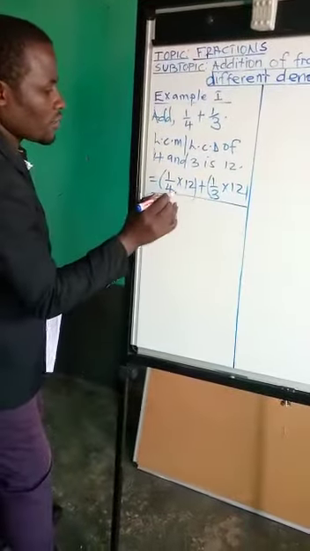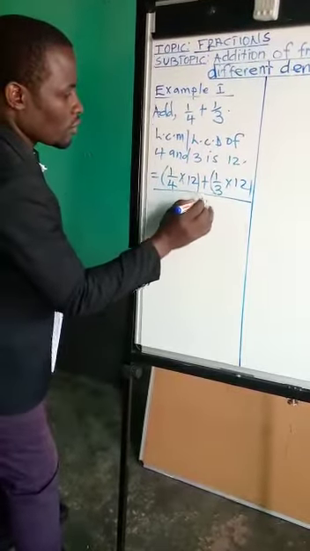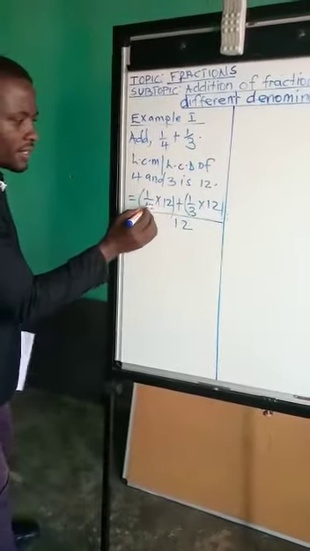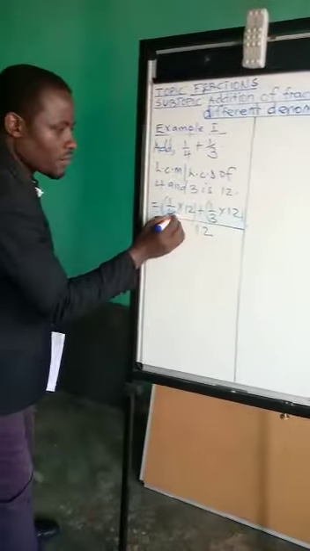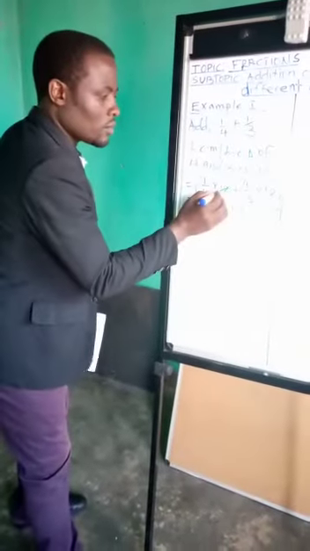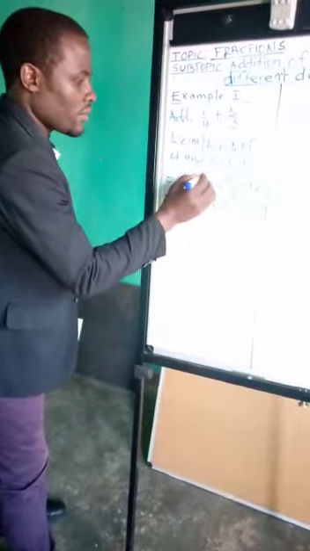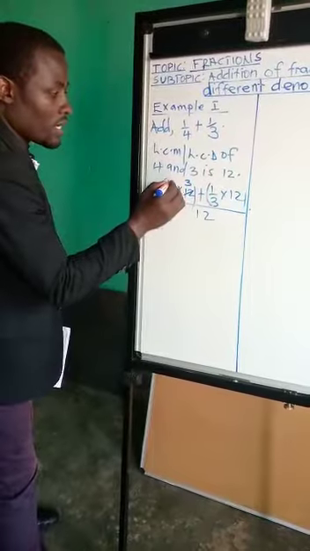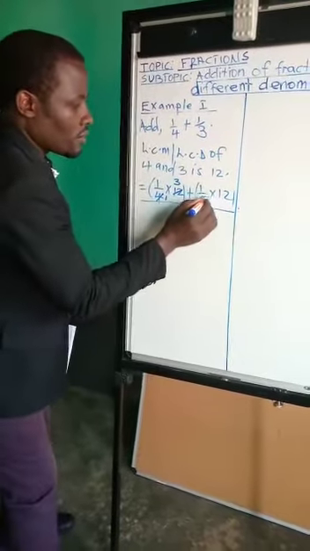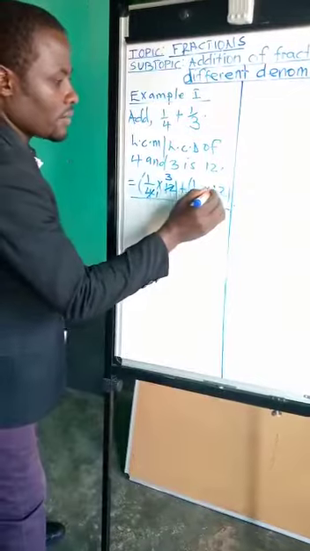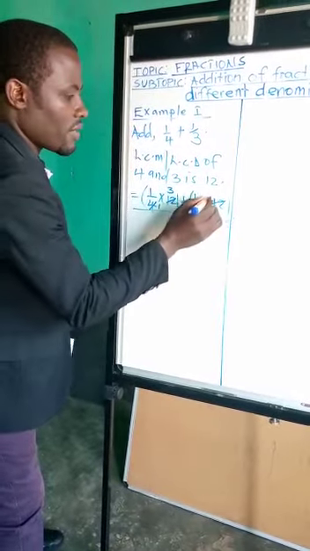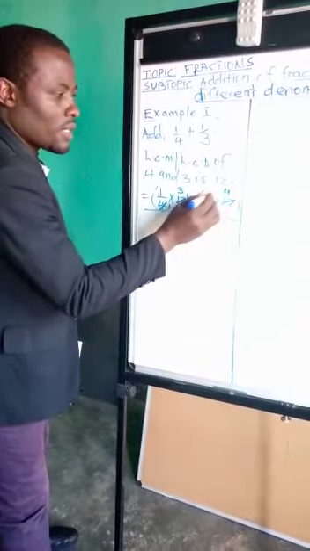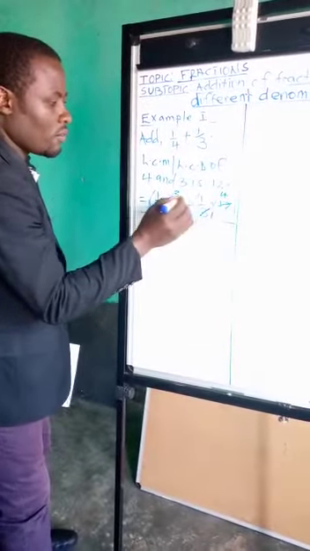We maintain our LCM. After that, we divide. 12 divided by 4 is 3. How many 4s do we get from 12? There are 3 fours one can get from 12. 12 divided by 3 we get 4. How many 3s can one get from 12? There are 4 threes one can get from 12.